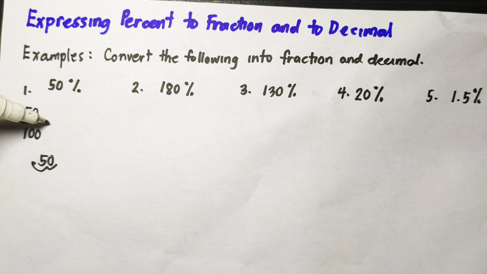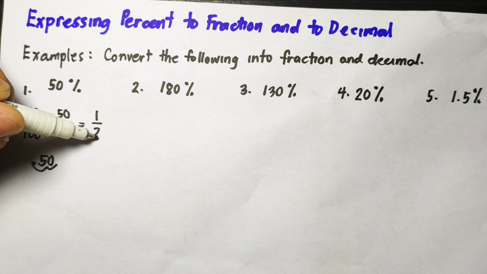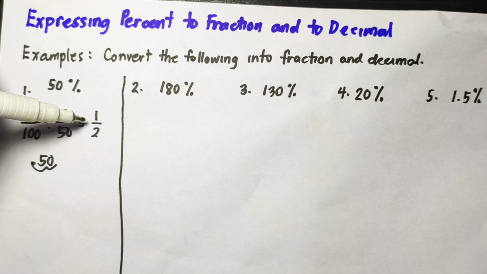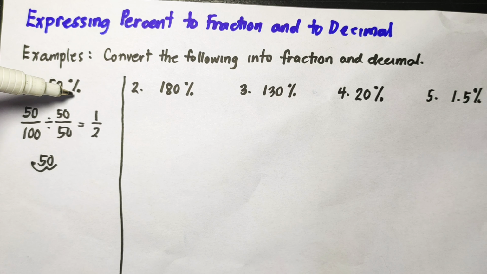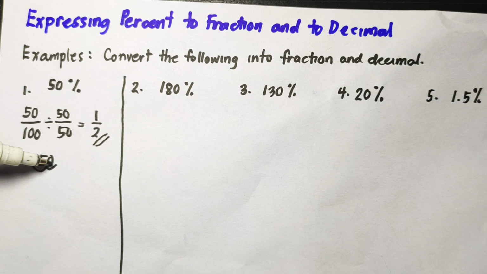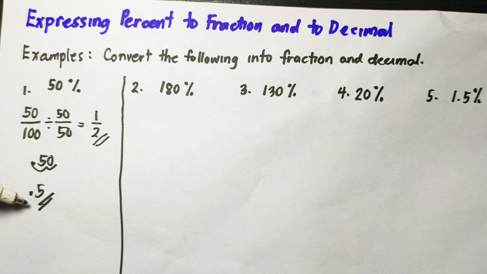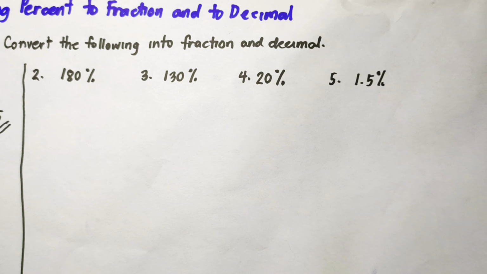So 50 over 100 kapag ni-reduce natin to its lowest term, that is by 50 over 50, that is 1/2. So this will be in fraction. I-divide natin. This is 50% in fraction, 1/2. And in decimal, that is 50 hundredths or 5/10. So 50% is 1/2 in fraction and 50% is 5/10 in decimal. So let's go to the next example.